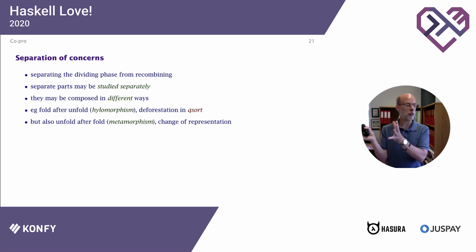So the input might be a list of digits in one base, and you have to turn it into another base. So that input is a list of digits, you consume it to work out what value is being represented, and then you generate a new list of digits in a different base from the new value. And I've used that several times, in fact. I gave it a name, metamorphisms, because they change representation.